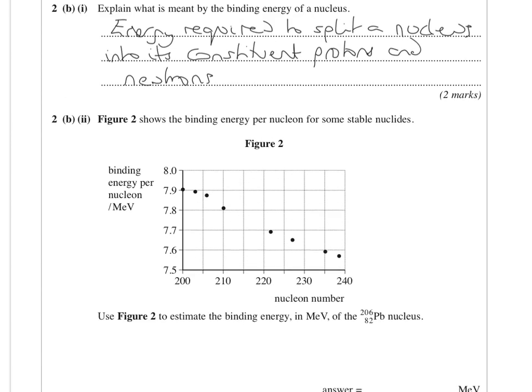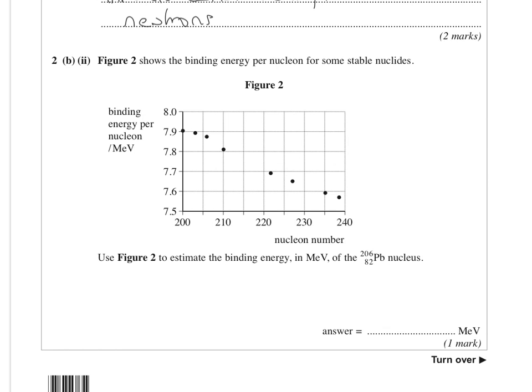Alright, let's move on. So we've got a binding energy per nucleon for some of the stable nuclides. Use figure 2 to estimate the binding energy in megaelectron volts of the 206-82 nucleus. So 206 is going to be around here. So what's that? 7.87, I would guess, from looking at the graph.